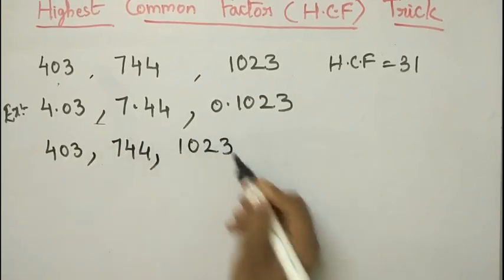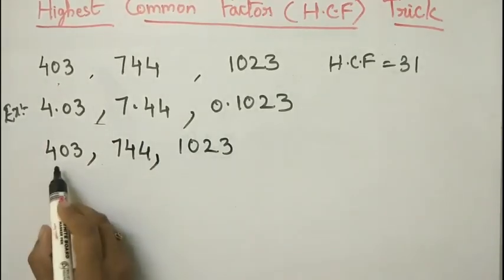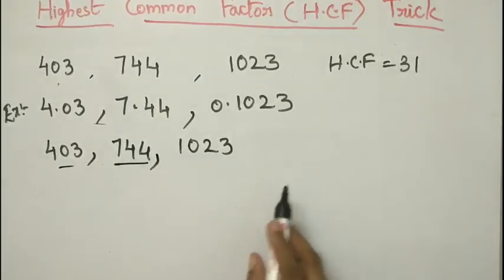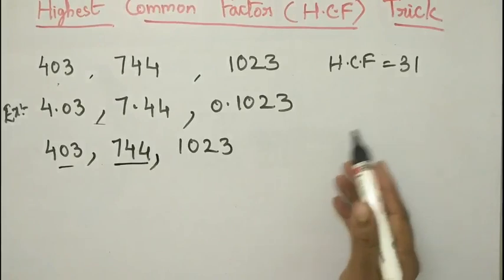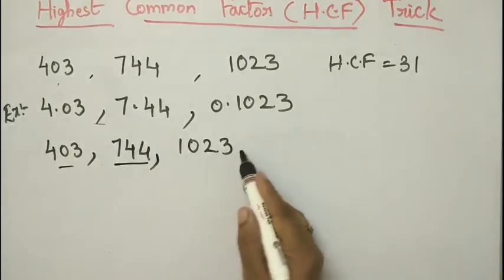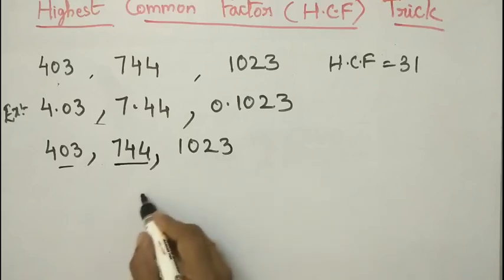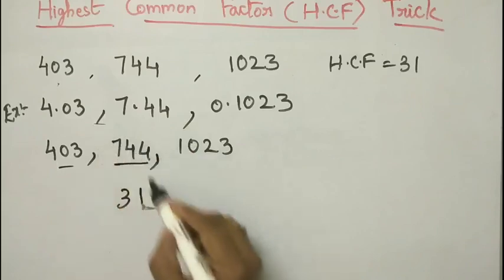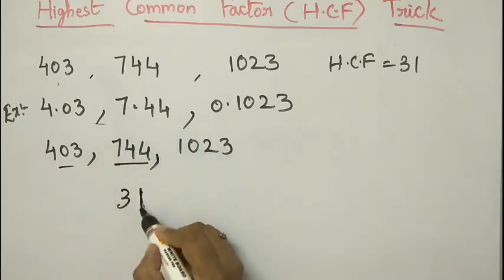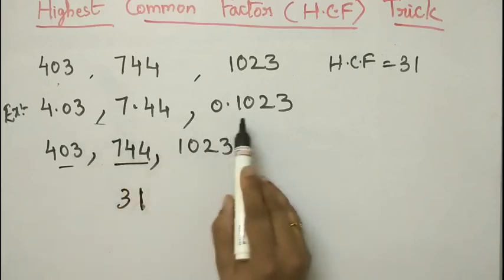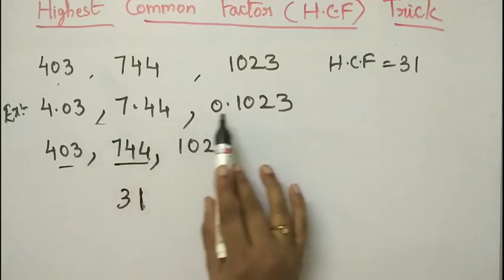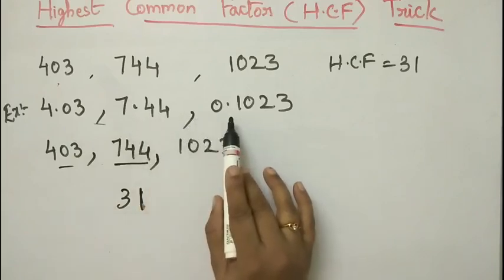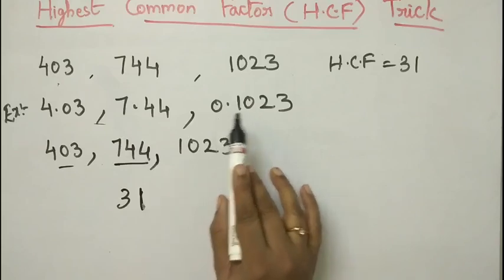1023. Okay. Find the HCF of the first 2 numbers. These 2 numbers, find the HCF, which we already did, that is 31. Is it not? So the HCF for these numbers is 31. Now, as we have to find the HCF of decimal numbers, check in which number you have more digits after the decimal point.